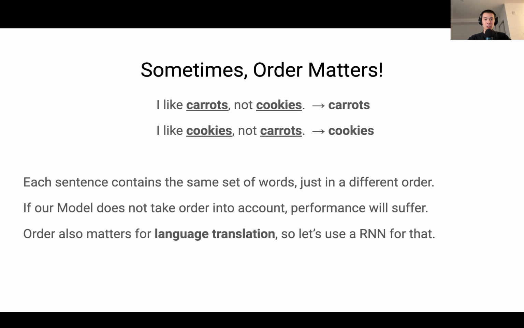Order also matters for language translation. So let's use an RNN for that. Now, a naive approach might be word by word translation. Let's translate the English sentence "a fun female dog" into Spanish, which would be "una perra divertida". I hope I pronounced that correctly.